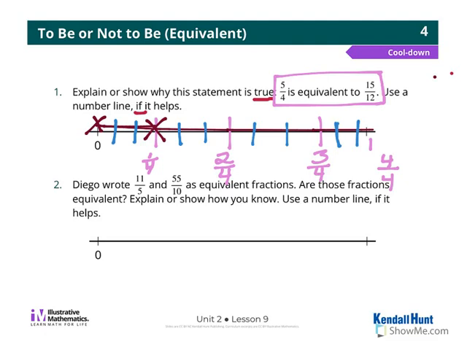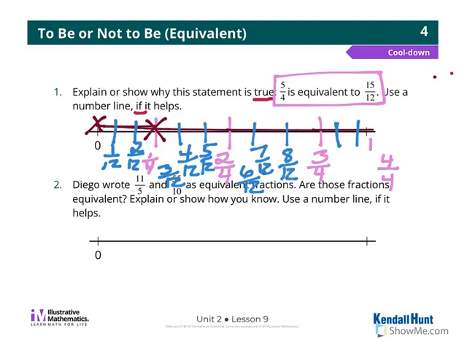Okay, then I will label them: 1/12, 2/12, 3/12 is equivalent to 1/4, 4/12, running out of room, 5/12, 6/12 is equivalent to 1/2, 7/12, 8/12, 9/12 is equivalent to 3/4, 10/12, 11/12, and of course 12/12 is our 1 whole.